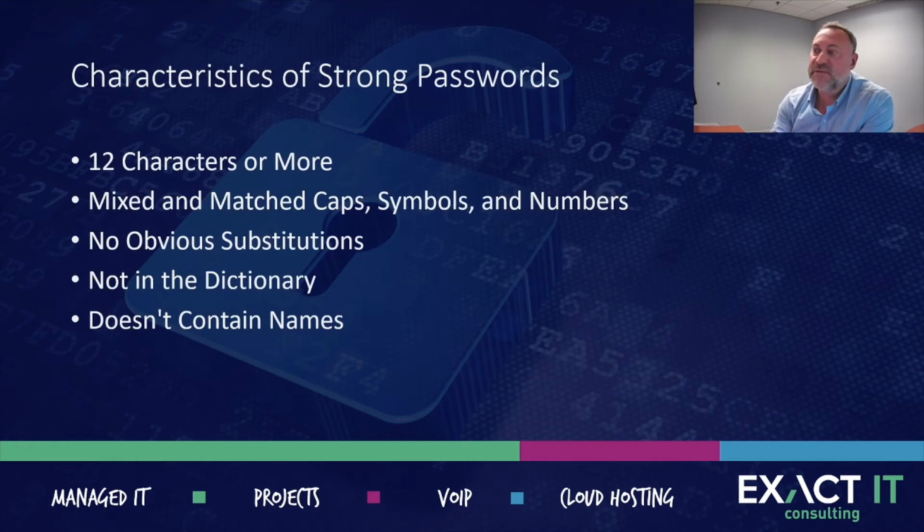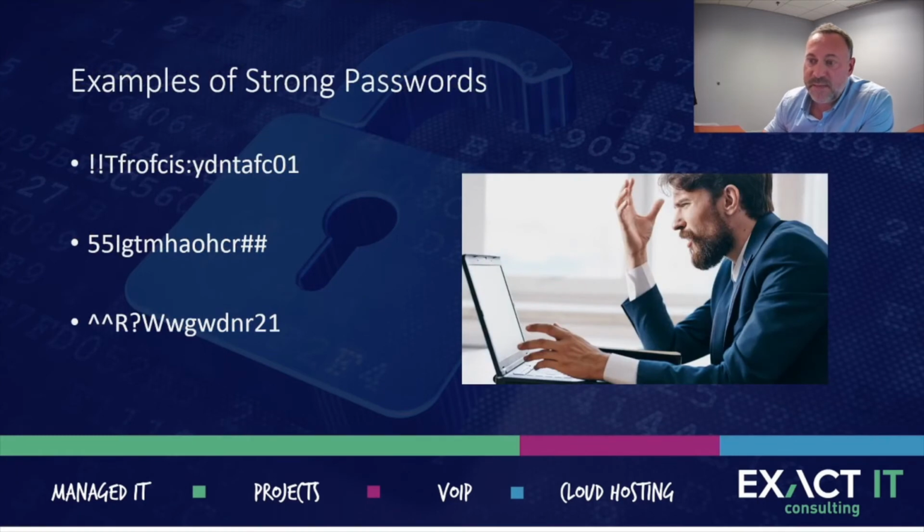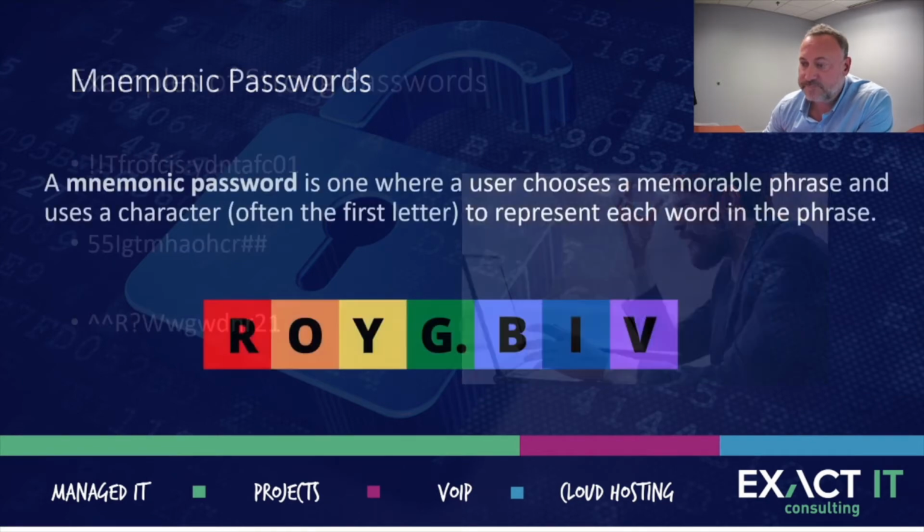Some characteristics of a strong password would be: number 1, 12 characters or more; mixed and matched caps, symbols, and numbers; no obvious substitutions; not in a dictionary; and doesn't contain names. Some examples of these, and I'll let you read through those a little bit. Right now, they don't look like much. They look like a bunch of jumbled letters and numbers and symbols. If you're like me, you're going, what the heck is that? And how would I ever remember that? But it's very simple, and I'll show you how.